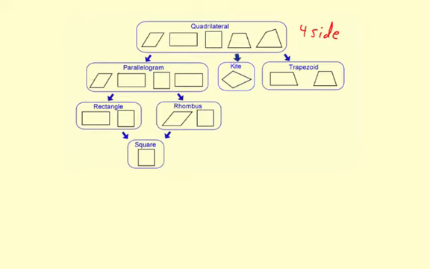Okay, so that's why it's called a parallelogram, because the opposite sides are parallel and they're also congruent, meaning they're the same measure. So these would be the same length, and so would these.